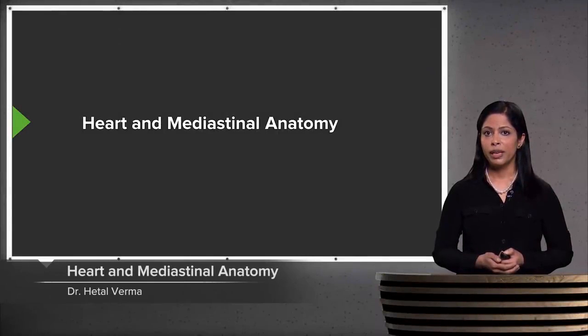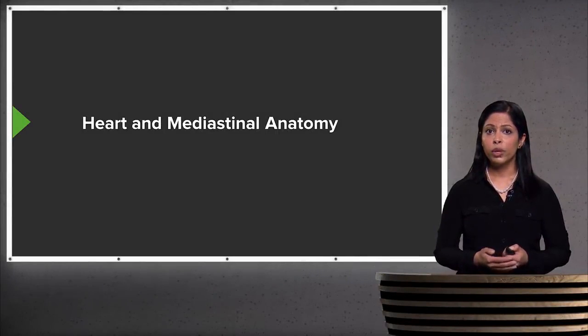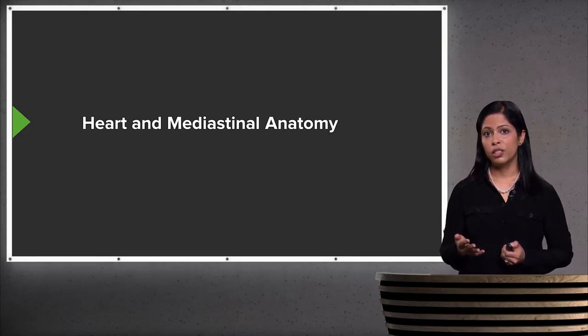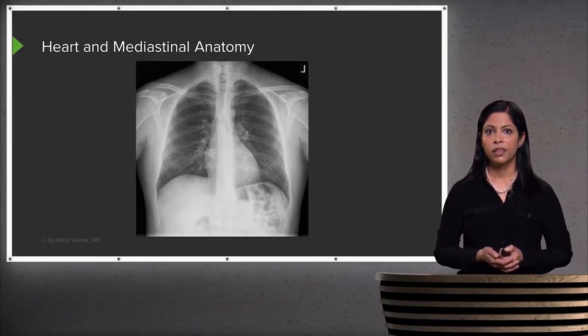So let's review some normal anatomy before we go on to pathology. Again, with all of radiology, it's important to be able to recognize what normal anatomy looks like so that if you do have an abnormality, you can help differentiate what's normal and what's not. So let's start first with heart and mediastinal anatomy.